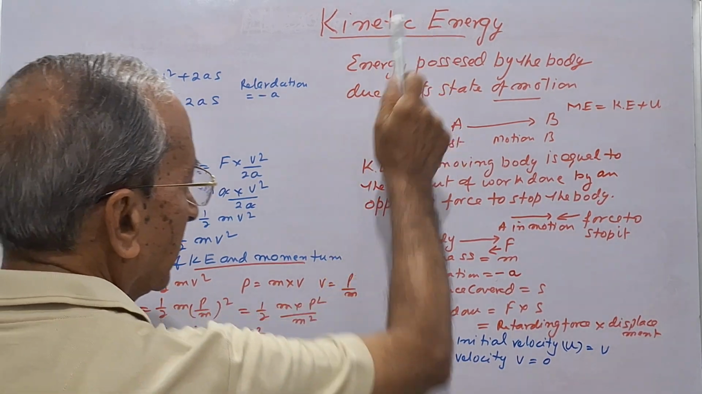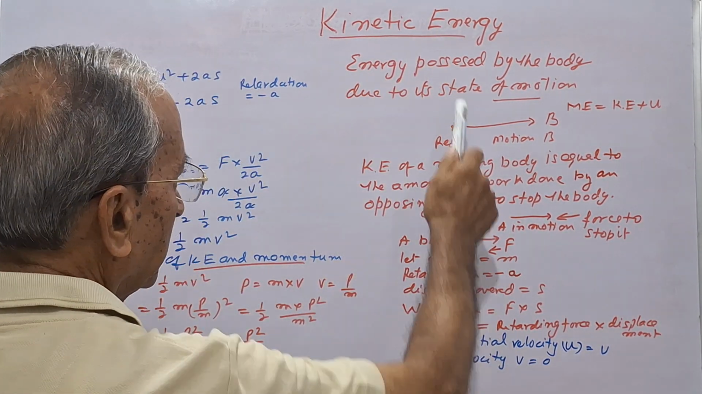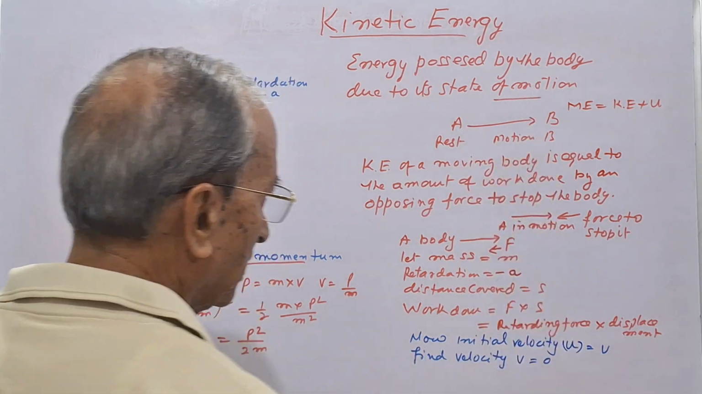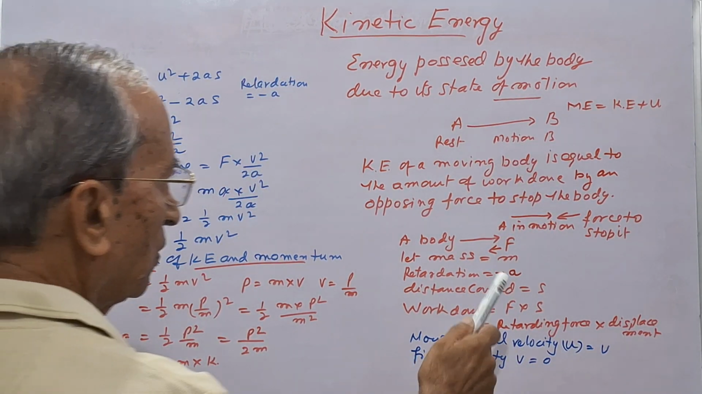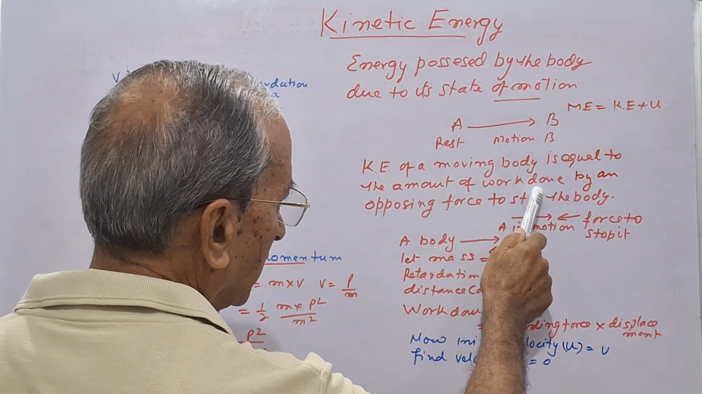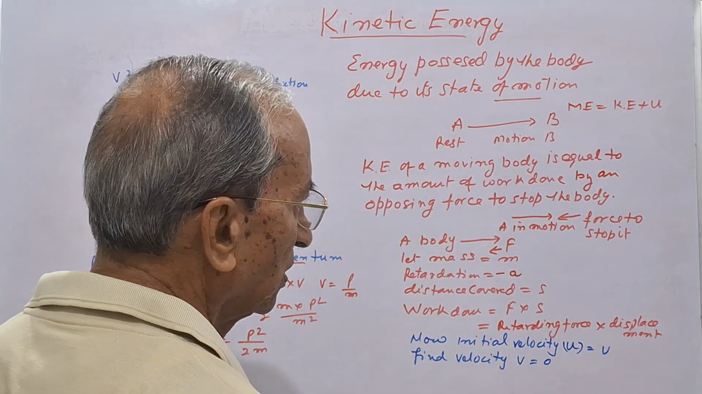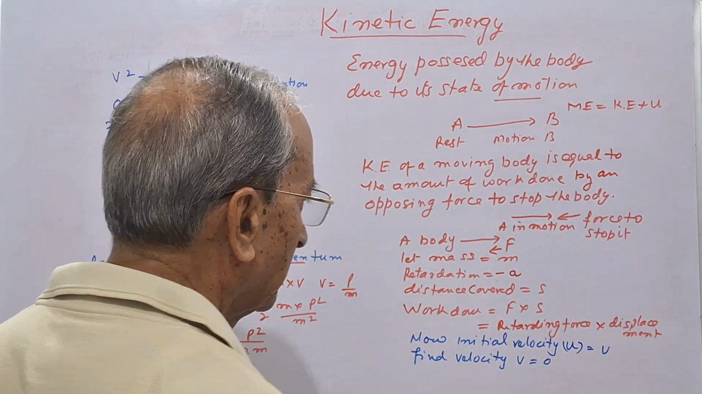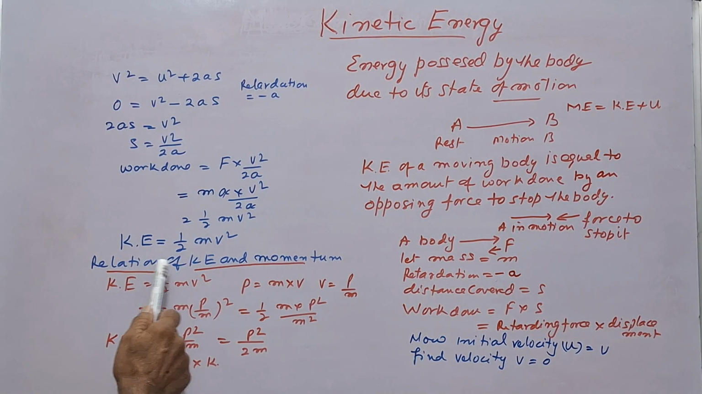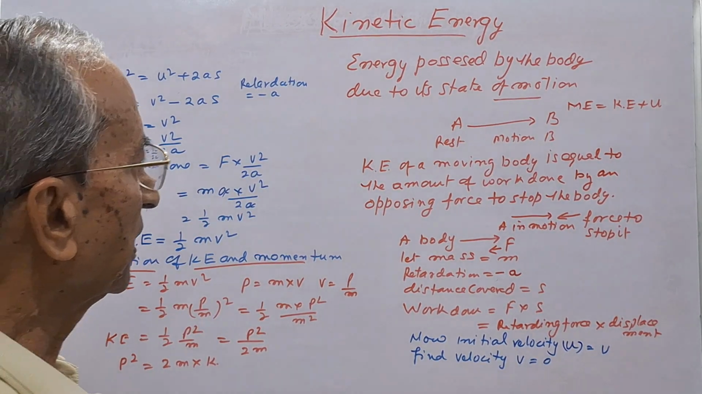So remember, kinetic energy is energy in the state of motion, and it is equal to the amount of work done by an opposing force to stop the body. And the expression becomes 1 upon 2 mv square. So I think it is clear to you.